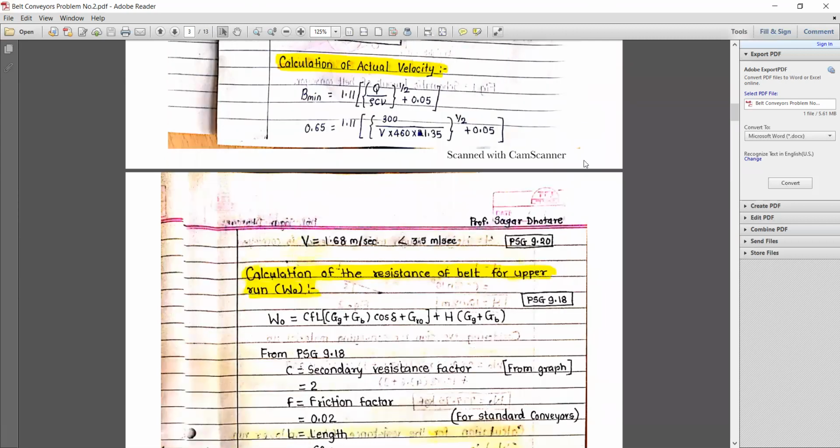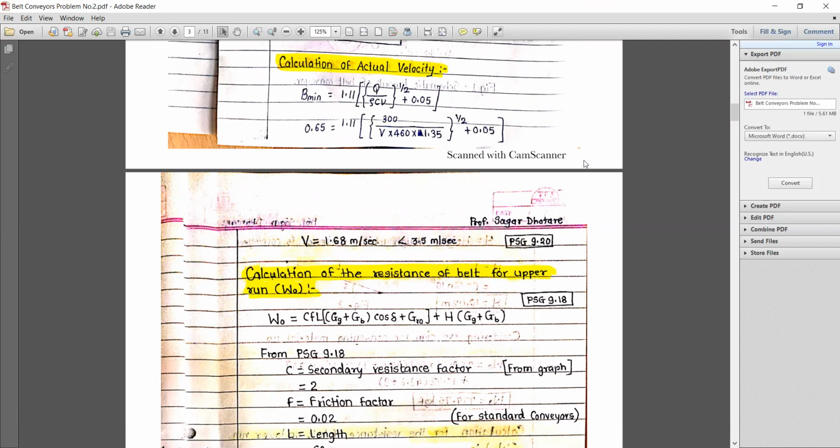Next, calculating the actual velocity. As the belt width changes, the velocity gets varied. So we are putting the B minimum value as 0.5 meter, and the velocity which is calculated, or actual velocity, is 1.68 meter per second.